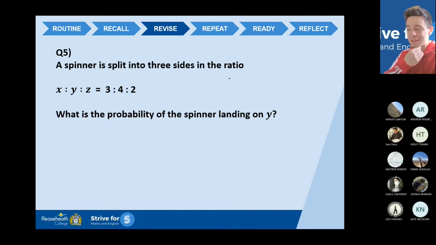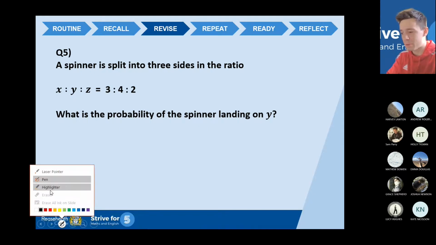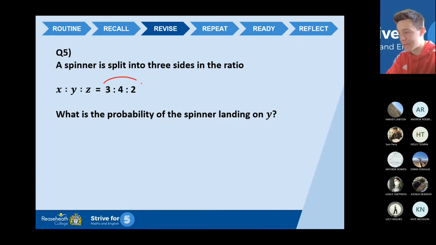Now, if I remember correctly, question 5 is what Harvey mentioned he was struggling with. So a spinner is split into 3 sides in the ratio x to y to z, and that's in the ratio 3, 4, and 2. Okay, what is the probability of the spinner landing on y? So what we need to do when we're dealing with probability and ratio, we need to add up all the parts together. So we do 3 add 4 add 2. We're going to add those parts up together. 3 add 4 add 2 is 9.